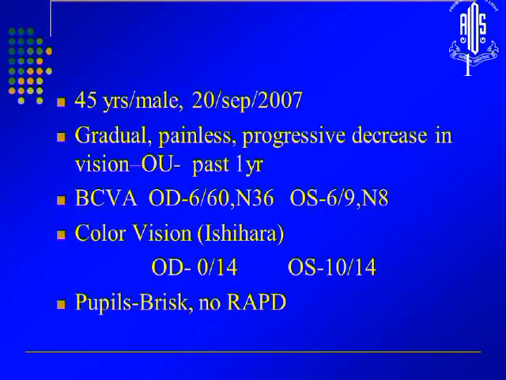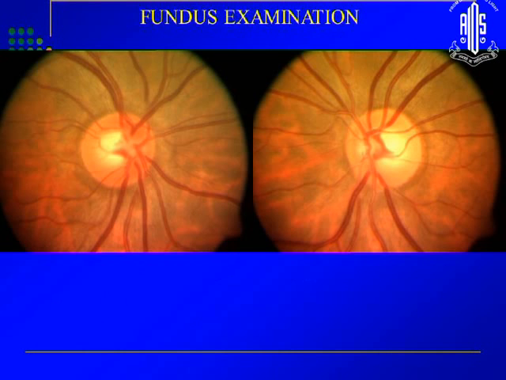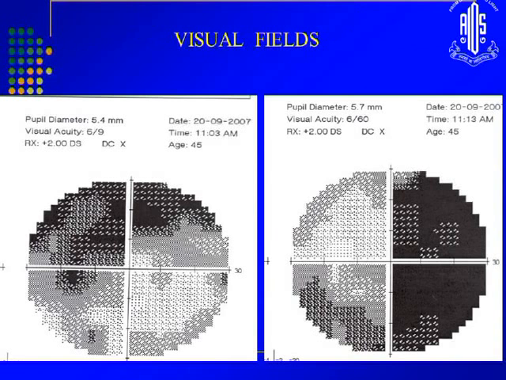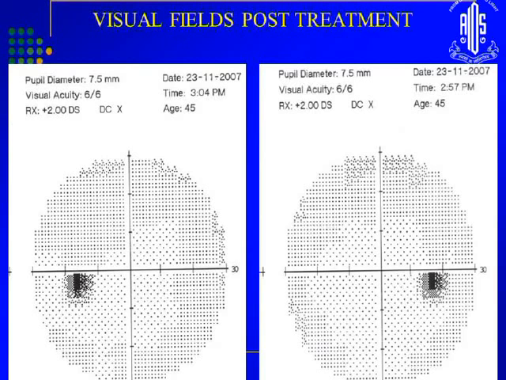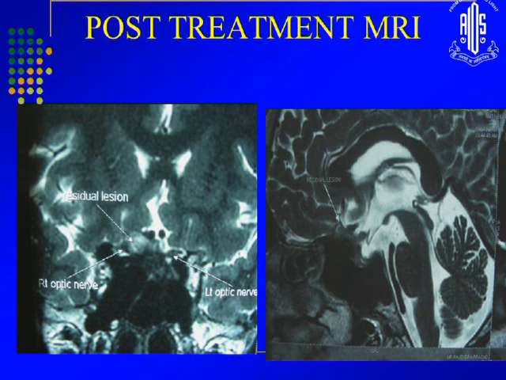A 45-year-old male patient with a gradual, painless, progressive decrease in vision. Vision is 6/6 and 6/9. Pupils are brisk, no RAPD. Fairly healthy looking optic discs, but has nearly 3-quadrant defects in both the eyes. The reason? There's a pituitary adenoma there. Patient undergoes surgery and comes back with a fairly normal optic disc and a regressing lesion there.